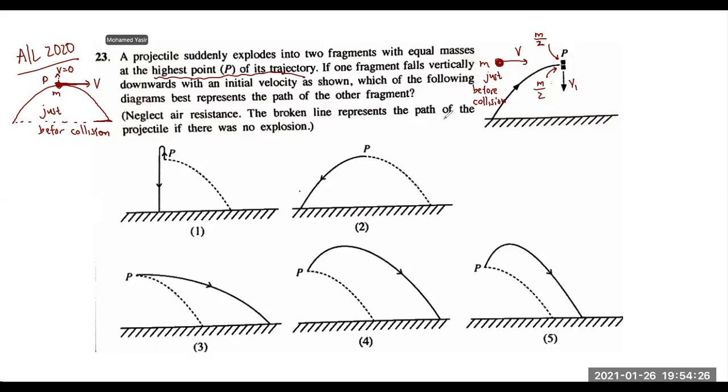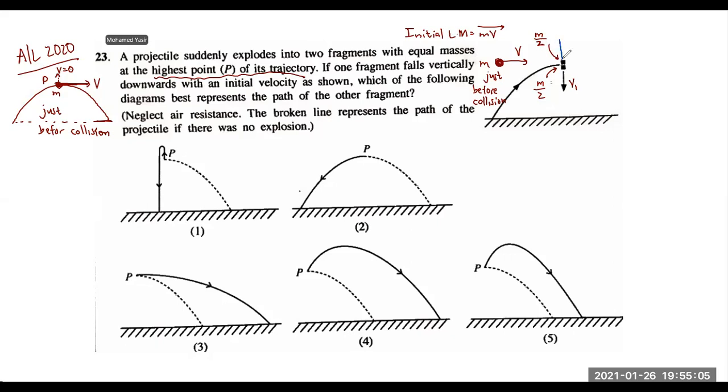Now you have to analyze the velocity of that fragment. So I'll get rid of this P because I need that space. People, now look at the initial linear momentum of the system. What is the initial linear momentum of the system? Initial linear momentum is only mv towards right. So final linear momentum should also be towards the right side. There can't be any resultant vertical momentum. Therefore, if m by 2 is going down at v1, this object should also be going up at v1.